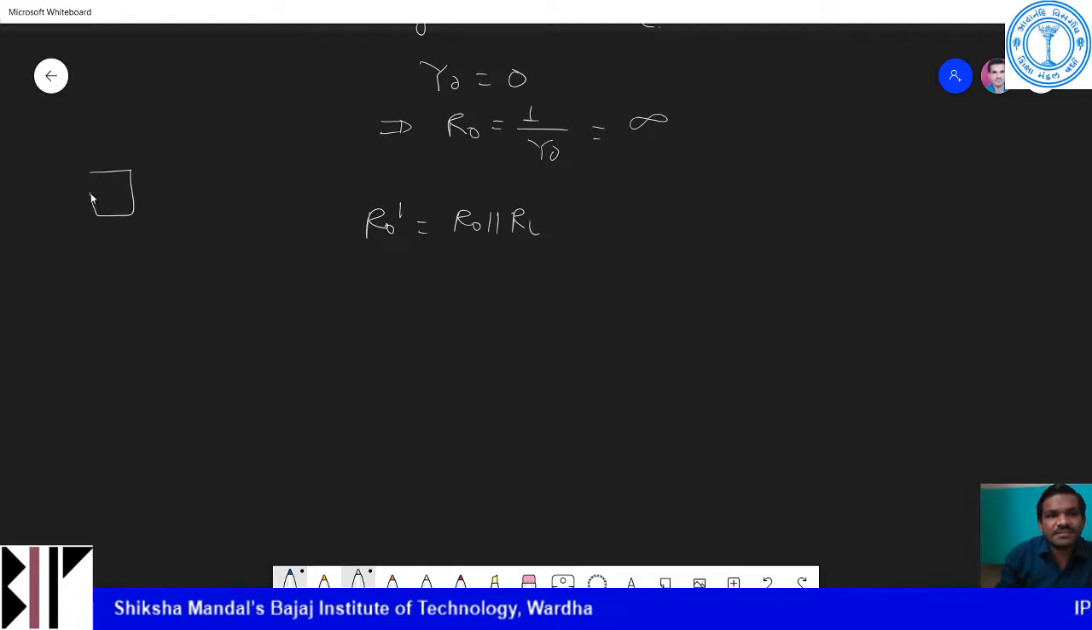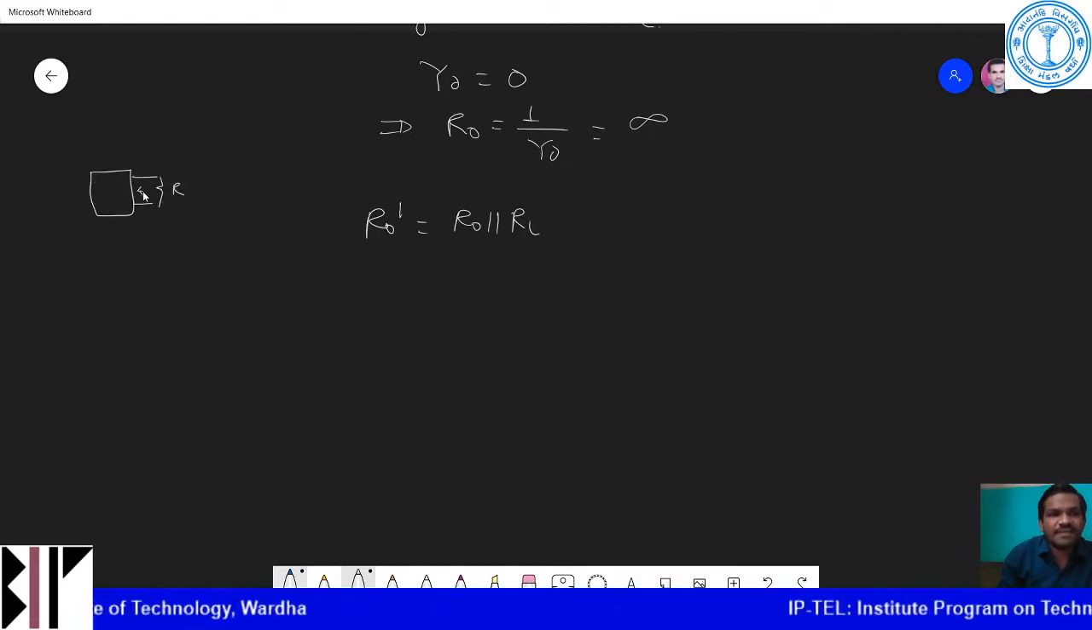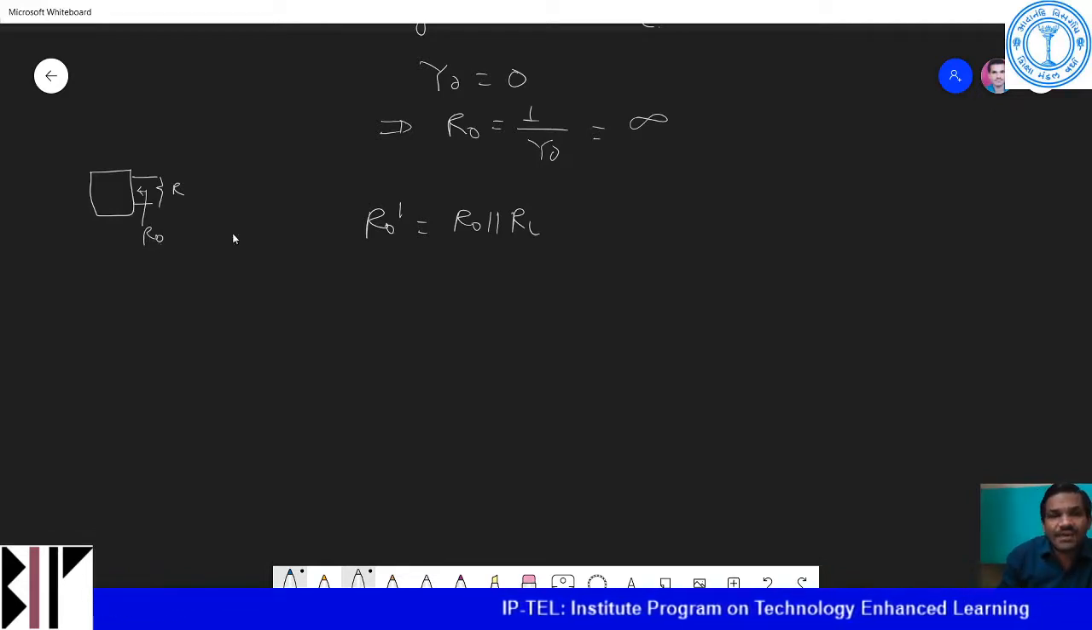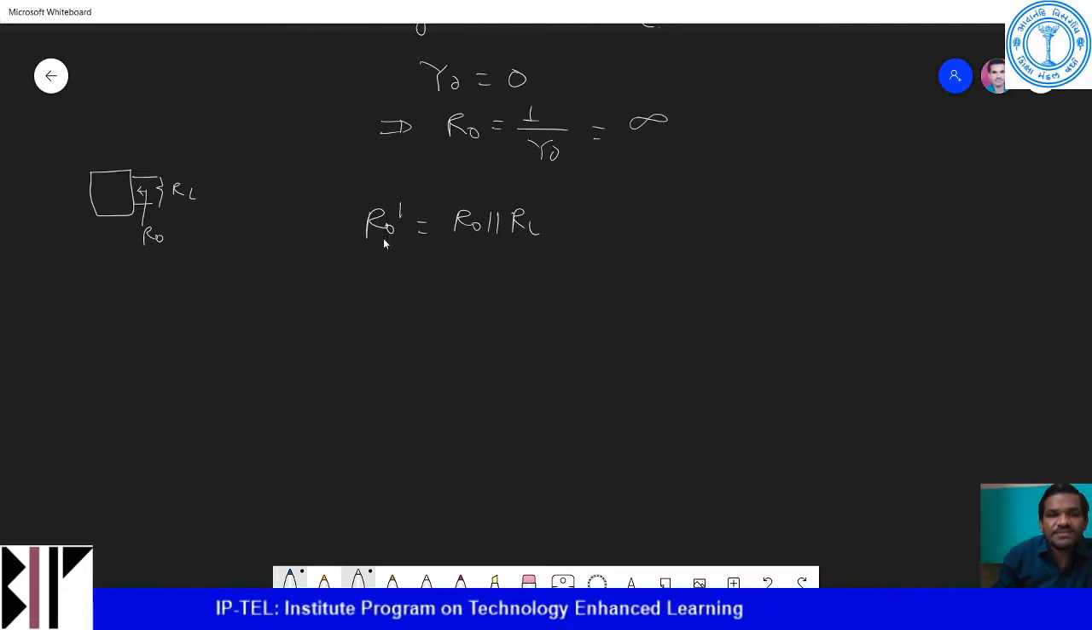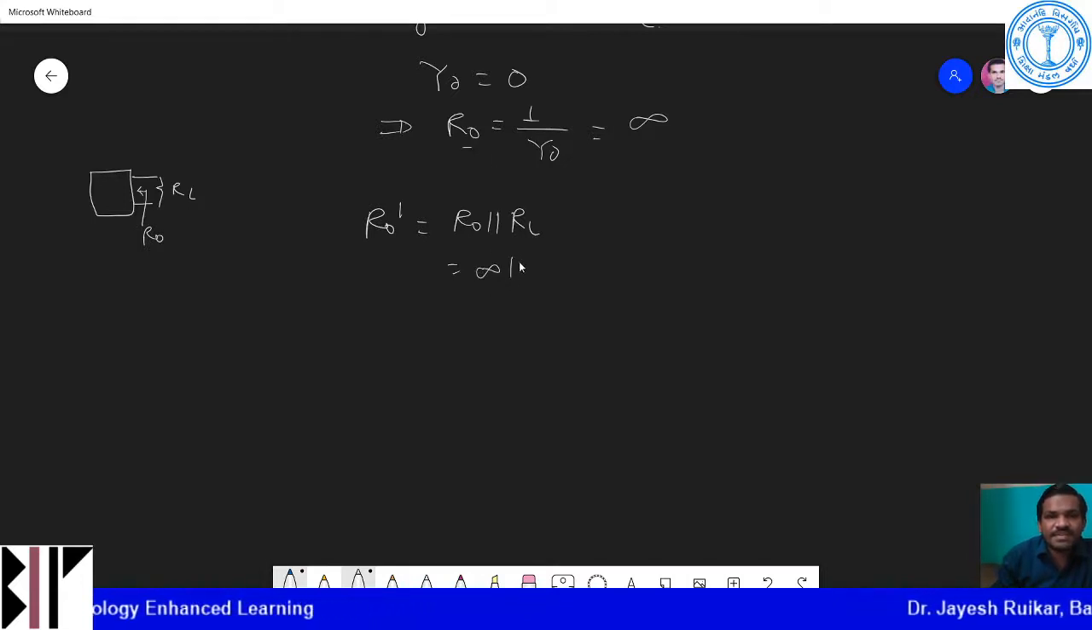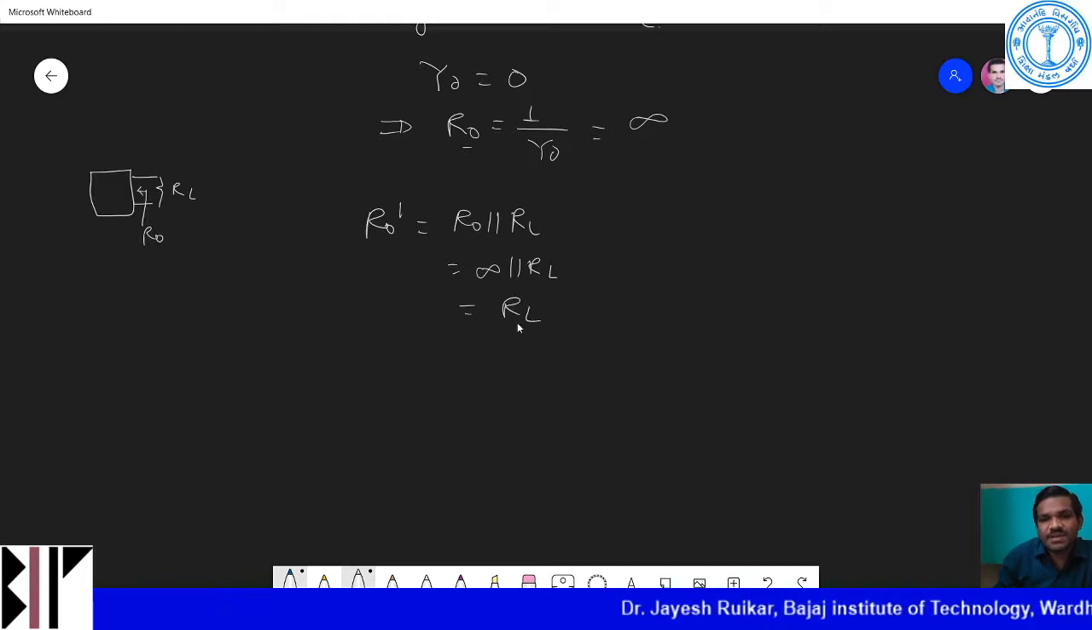Whenever you see that two-port network circuit, here we have this RL, and when we look at this, we have the output impedance RO. So RO is in parallel with your RL. This is defined as RO dash, which equals, now if you can see that RO is infinite, and if it is in parallel with RL, it becomes your RL.